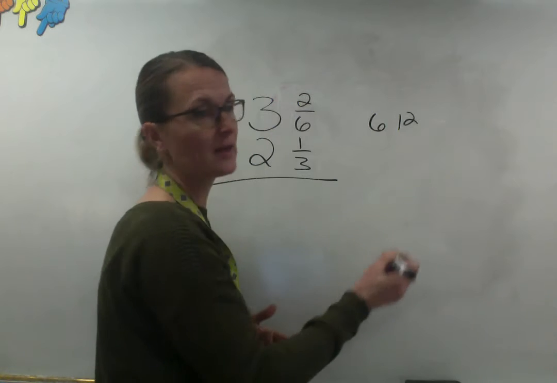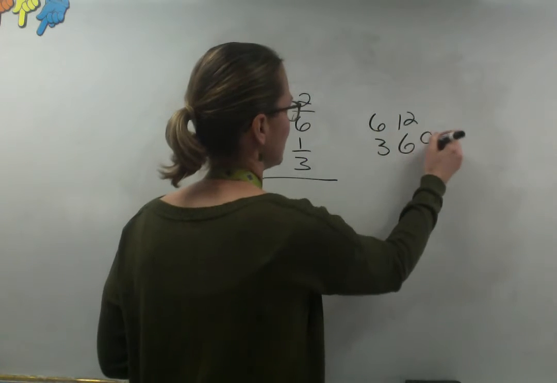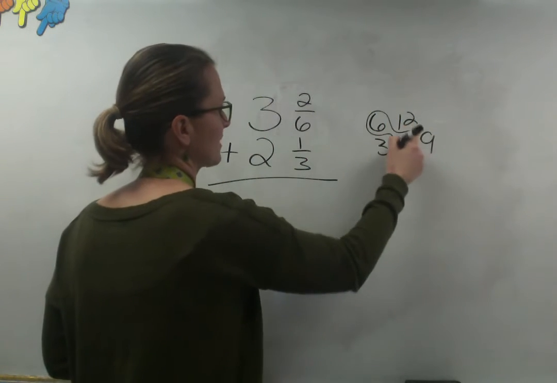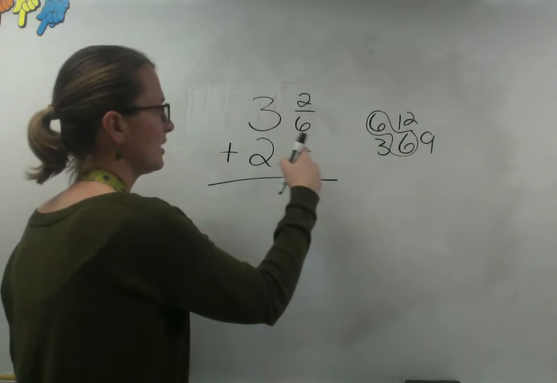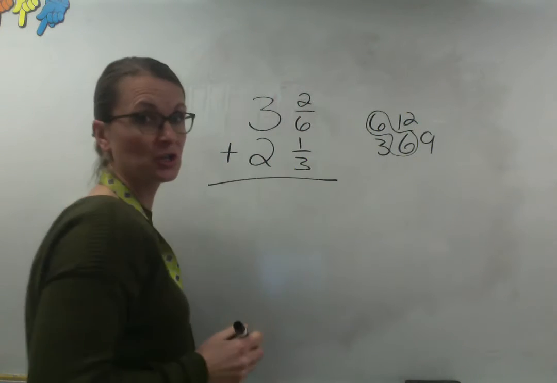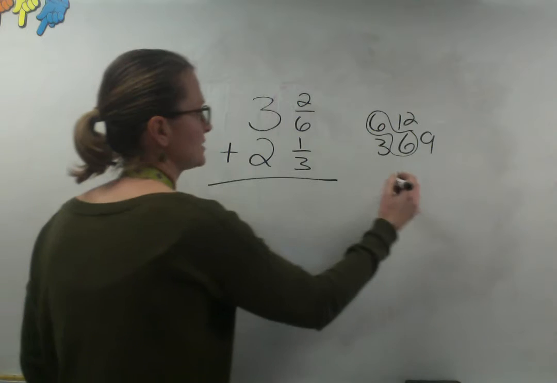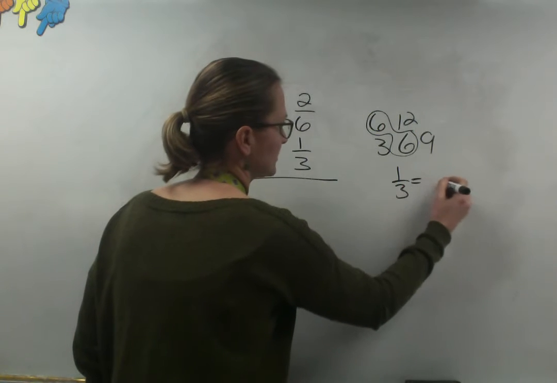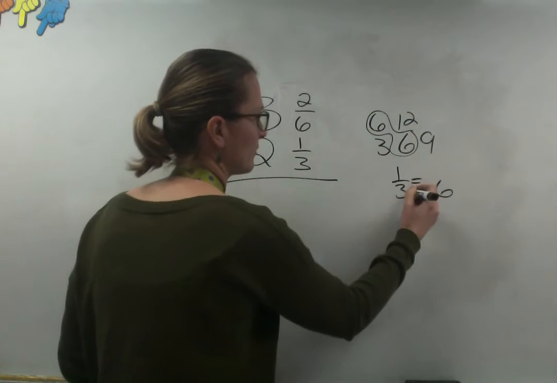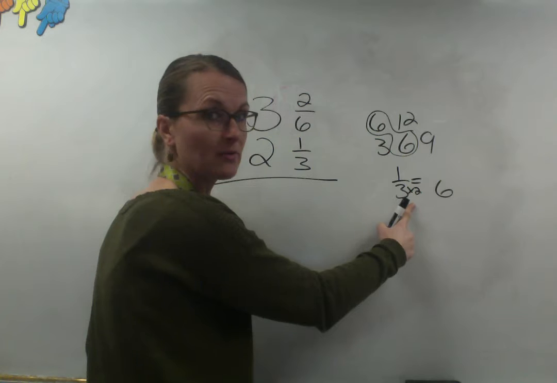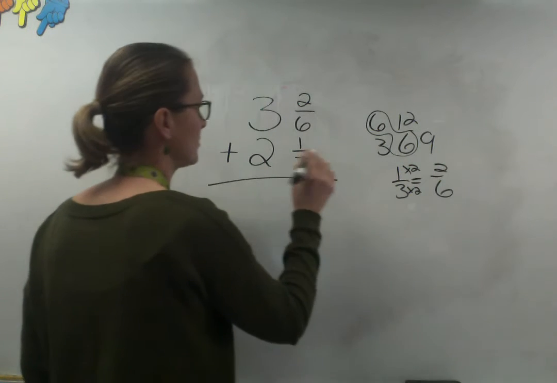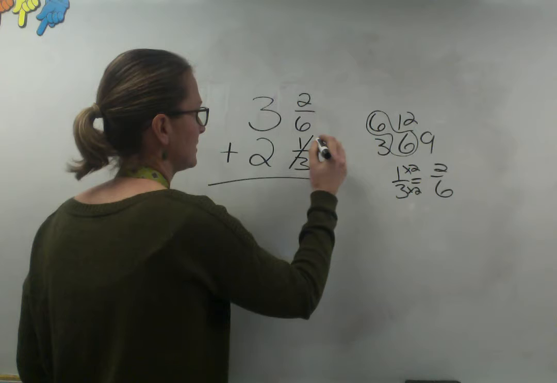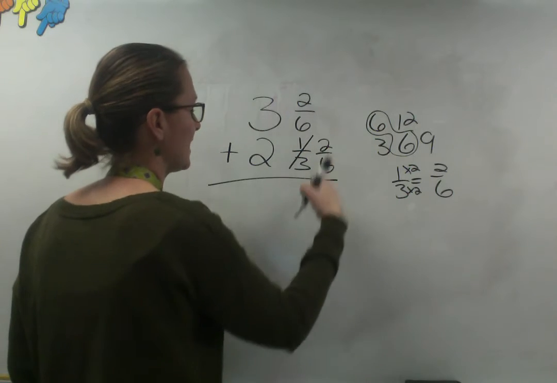I already know the least common multiple is 6, okay? So I don't have to change 2/6 because it's already 6. I've got to change 1/3 to sixths. So I say, well, 3 times 2 equals 6, and whatever I do to the bottom, I have to do to the top. 1 times 2 is 2, so 1/3 is the same thing as 2/6. So I'm going to change that to 2/6, and now I can add them.